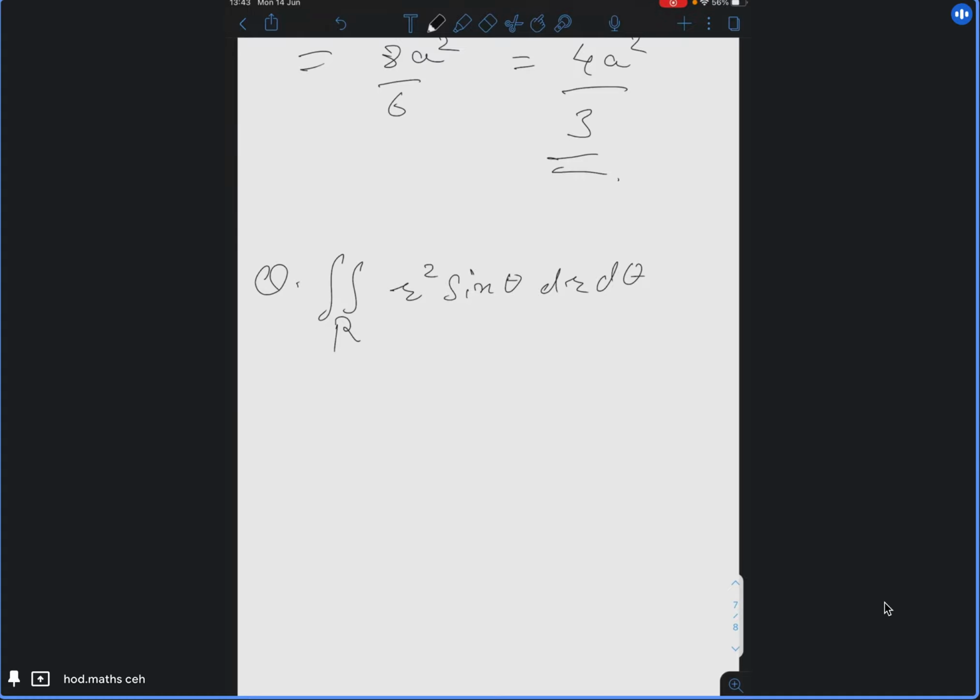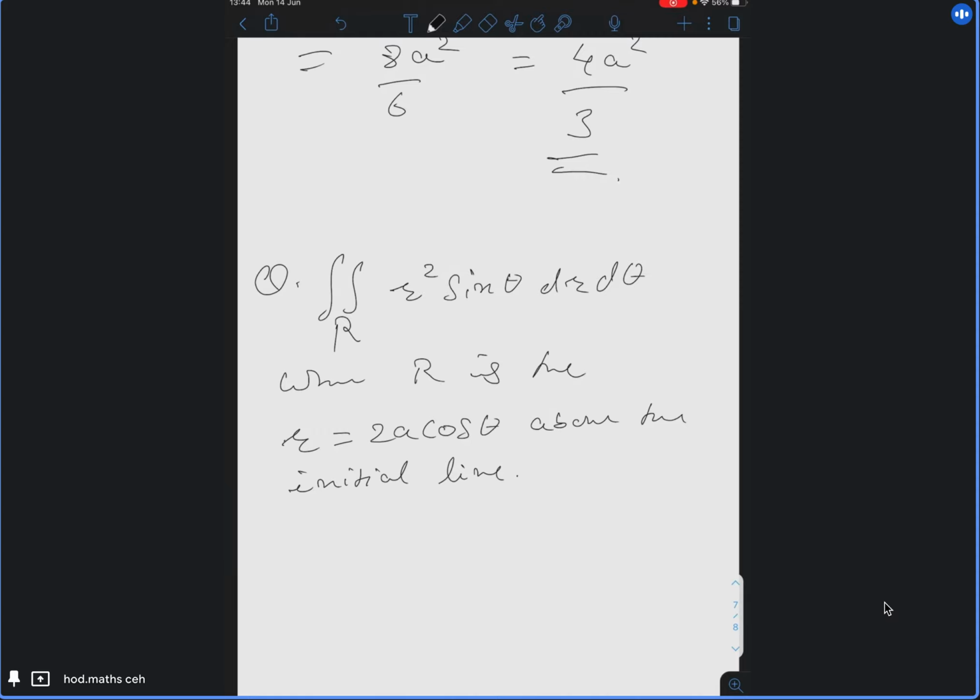So here you have to evaluate this double integral over the region where r is given, I'll write the word later, but r is equal to 2a cos theta, above the initial line.